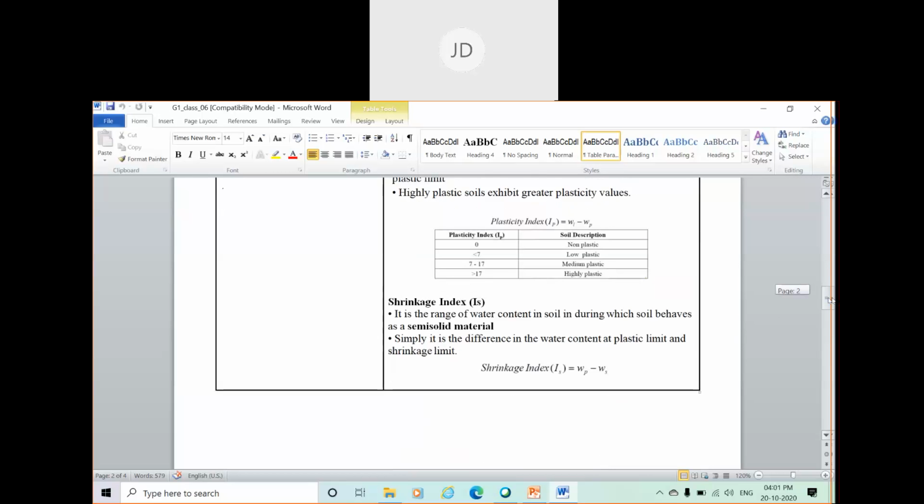Next, shrinkage index. Similarly to plasticity index, shrinkage index is denoted by IS. So how can you find IS? It is defined as the plastic limit minus the shrinkage limit. Simple, almost similar. Plasticity index is defined as the difference between liquid limit and plastic limit, and shrinkage index is defined as the difference between plastic limit and shrinkage limit. Fine. You just go through this statement.